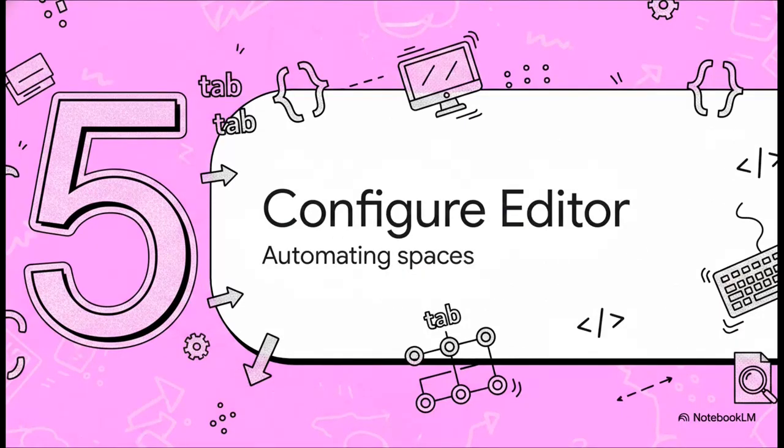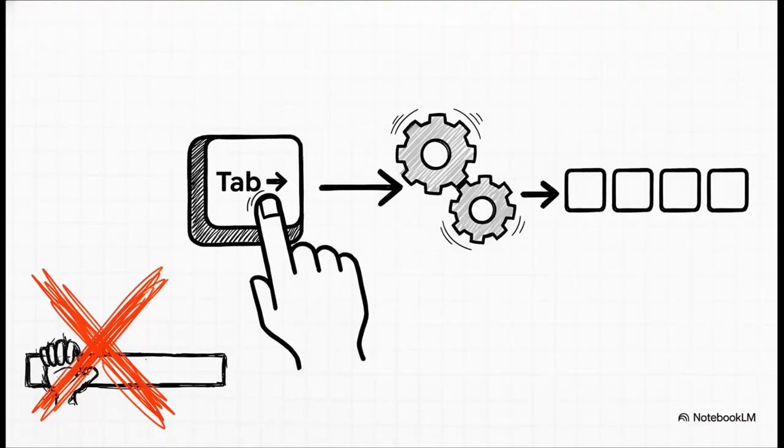Let's put all this into practice with our final section, Part 5, Configuring Your Code Editor. Here is the absolute best news of this entire explainer. Even though the rule is the 4-space rule, you should almost never actually hit your spacebar 4 times manually. Seriously, don't do it. That is incredibly inefficient, and it always leads to mistakes where you accidentally hit it 3 or 5 times and break your code.